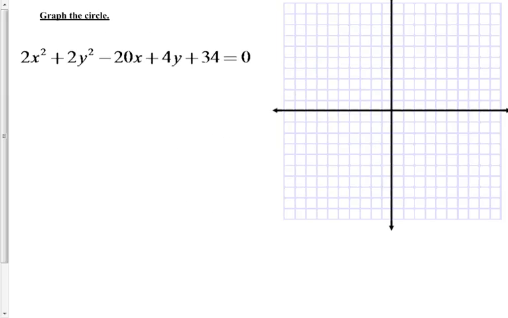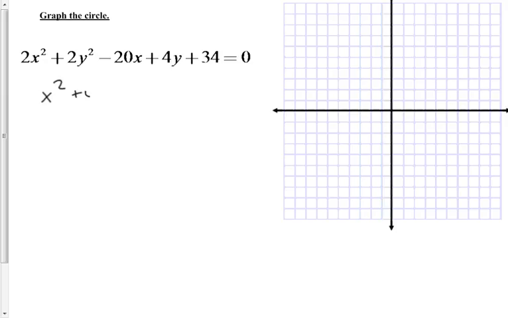All right, let's look at the next one here. What's different? Let me see something different from the last ones. Yeah, it's got the 2x squared and the 2y squared. So what might we do to this problem to start out with? Divide everything by 2, okay? And we can do that. We divide everything by 2.